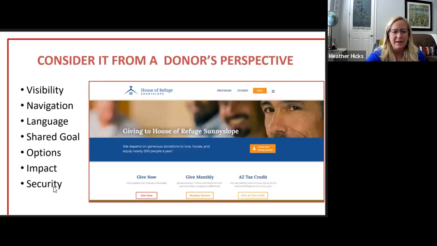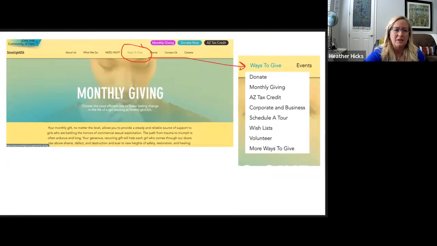And the last big thing, and we'll talk a little bit more about this later, is about security. A donor is always thinking, if I give online, is this secure? And so you have to think about, how are you giving them that confidence of security? So that's just a starting place: consider it from a donor's perspective. Put on the glasses of a donor.